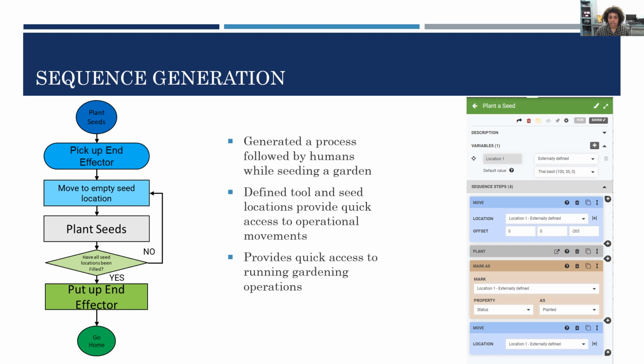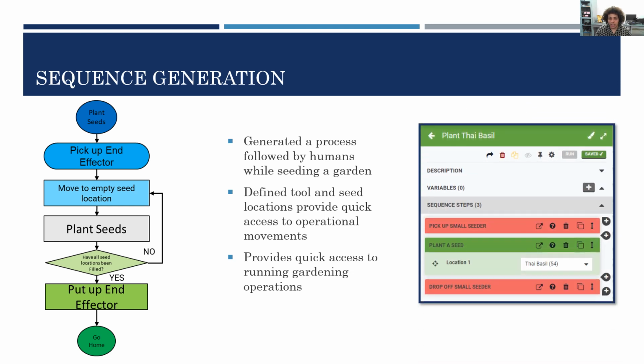Once the seeds have been placed, a mark as command was inserted. This allowed the FarmBot to know that a seed had been placed in the desired location. The FarmBot was then commanded to move back above the externally defined location. With the plant a seed sequence complete, a new sequence was created to fill every plant location within the garden.